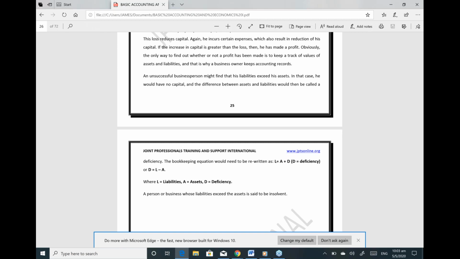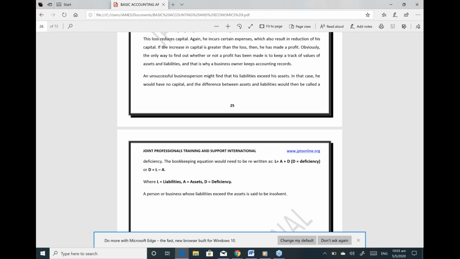Then we look at an unsuccessful business, which might find that its liability exceeds its assets. Once your liability is over your assets, you are probably going bankrupt, or you are going to liquidate some of your assets. That means you're selling some of these assets to make up the difference, and it might be dangerous because you might sell one of your most expensive assets and not regain it for a long time. Then he would have no capital.